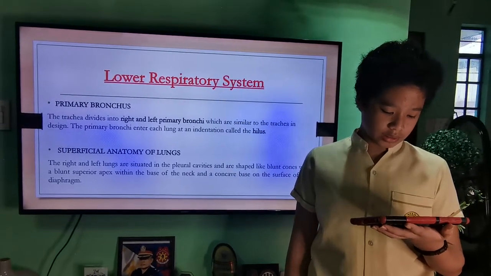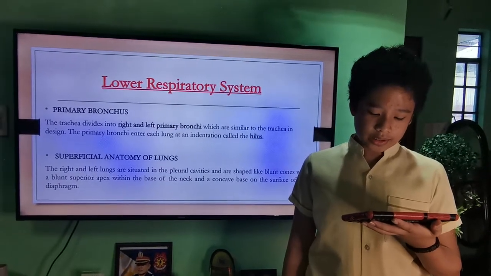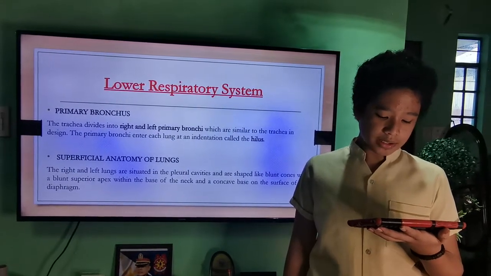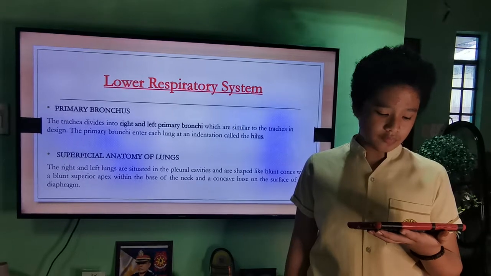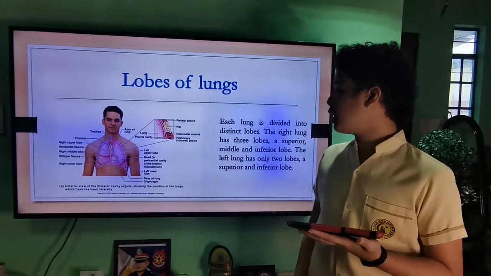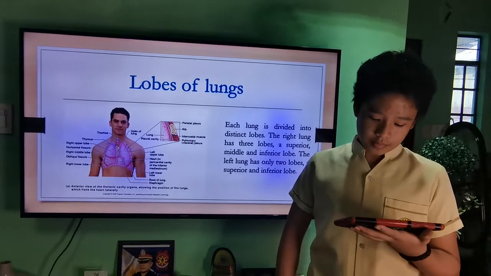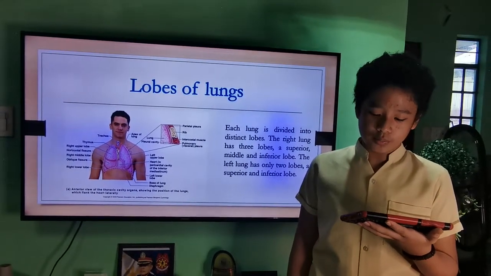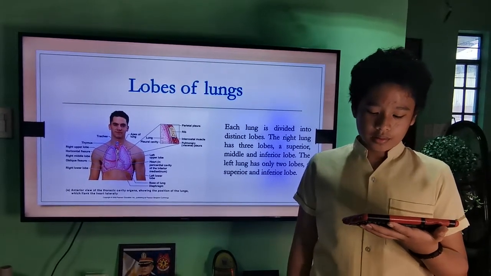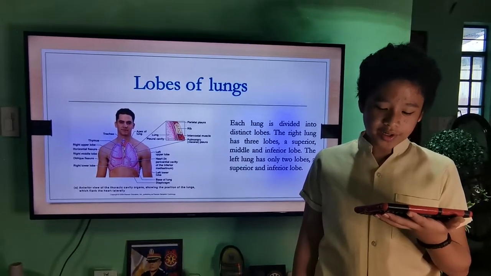Superficial anatomy of lungs. The right and left lungs are situated in the pleural cavities and are shaped like blunt cones, with a blunt superior apex within the base of the neck and a concave base on the surface of the diaphragm. Lobes of lungs. Each lung is divided into distinct lobes. The right lung has 3 lobes: a superior, middle, and inferior lobe. The left lung has only 2 lobes: a superior and inferior lobe.